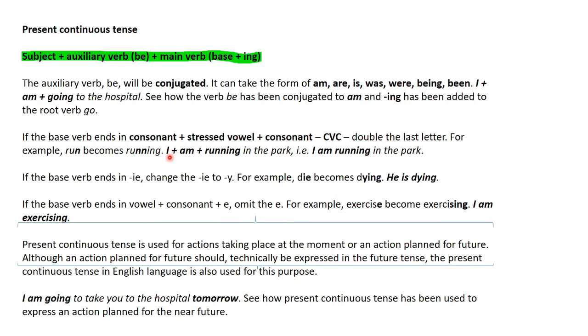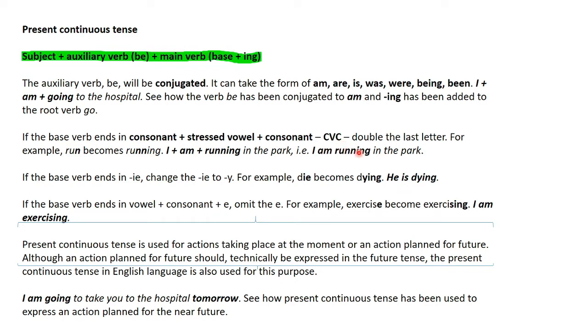For example, I, here is the subject, am is the conjugated form of the verb to be for the first person singular I, and running is the present participle form of the root verb run. But since run follows a CVC pattern, that is a consonant followed by a stressed vowel U followed by a consonant N, we need to double the last letter. We need to add N again and then add the suffix ing so that run becomes running. I am running in the park. This is subject, auxiliary am, and the present participle running.